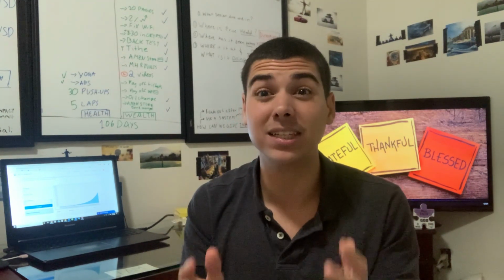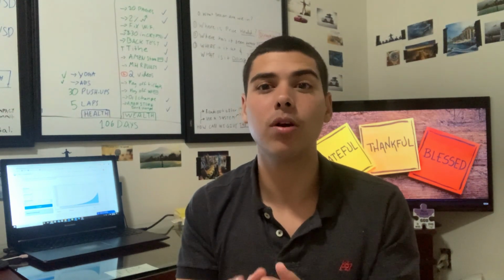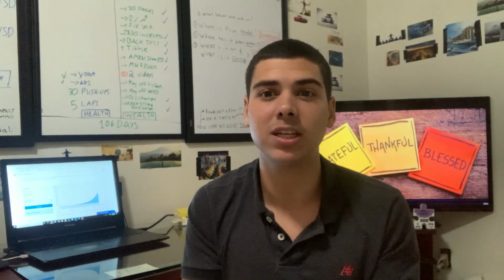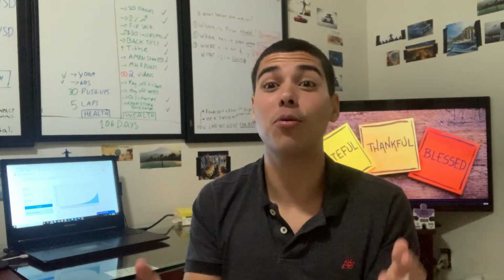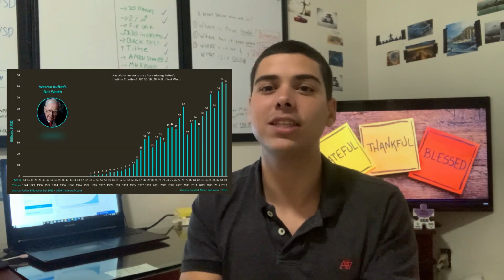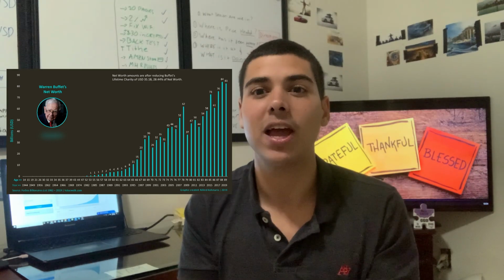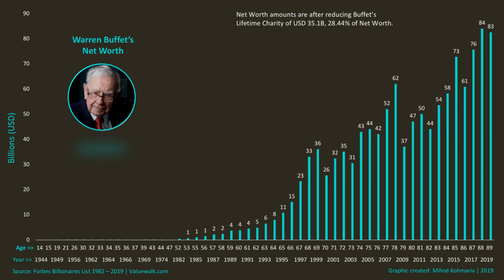And a perfect example of that is literally one of my mentors when it comes to investing, Warren Buffett. You can literally see in this chart right here how he started investing very, very early in his life. And as the years went by, the first couple of 10, 20, even 30 years, it wasn't as noticeable how much he was building his wealth.